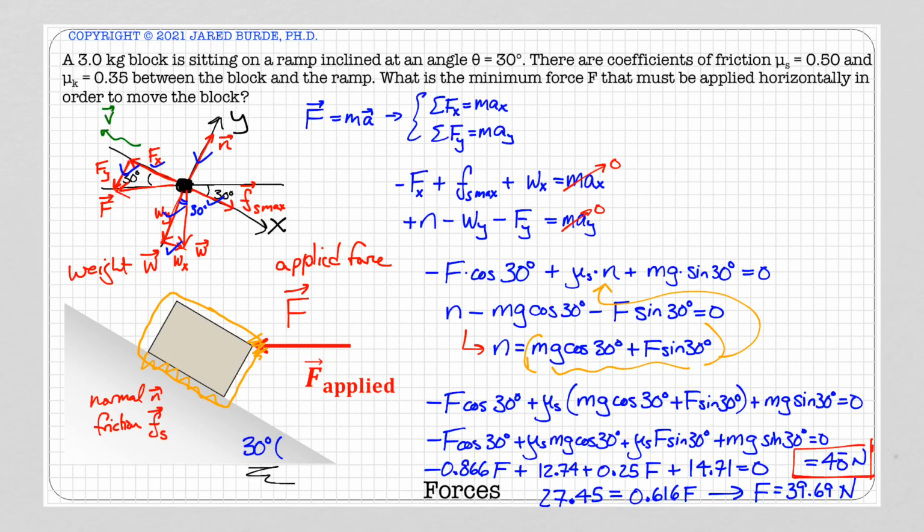That is the minimum force. If we apply a greater force than this, it will be sufficient to get the block moving uphill. If we apply less force than this, then friction will be sufficient to hold the block in place.